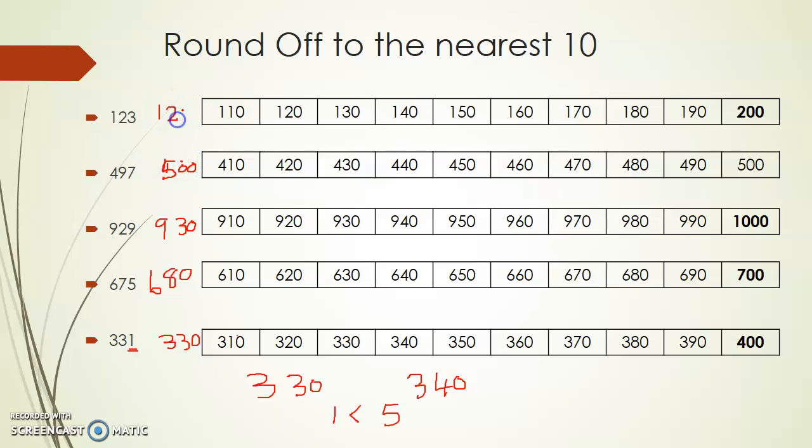So here what you have to learn is to count in tens. Look for the digit in the ones place. If the number in the ones place is 5 or greater than 5, round off to the higher range. If it is less than 5, round off to the lower range. So I hope it is clear to you children.